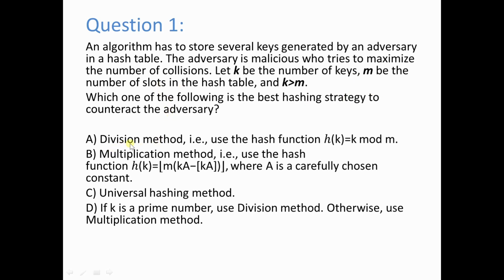So the options are given as division method. The division method uses the hash function h(k) = k mod m. Here k is the key and m is the number of slots. So the division method uses the key value for the hash function. Usually if we are using the key values for the hash function, there will be a worst case possibility that all the keys are hashing to the same location. In such a case, there will definitely be a possibility of increasing the number of collisions.